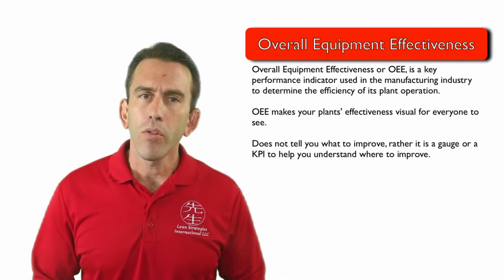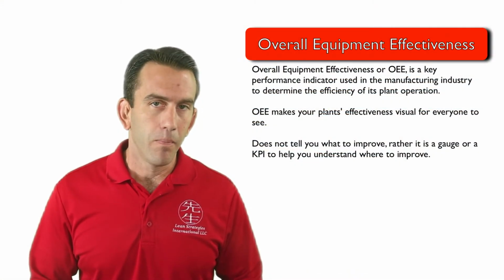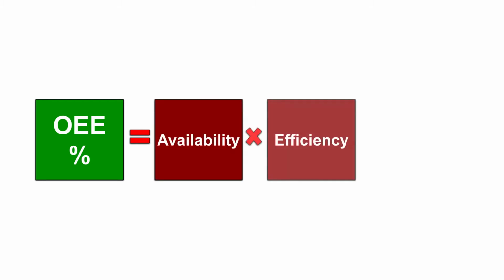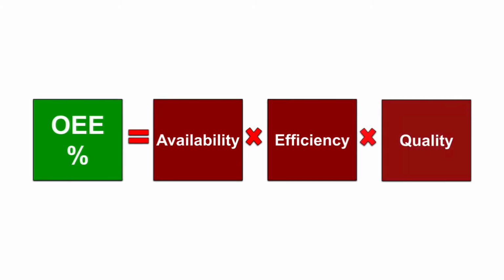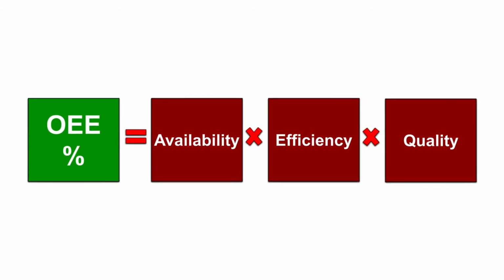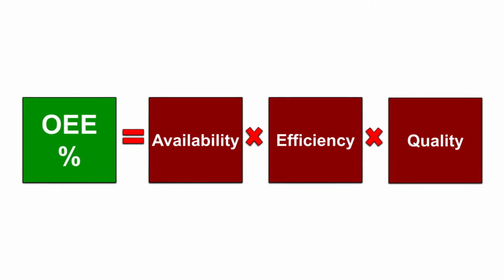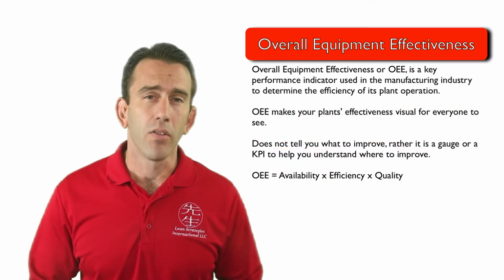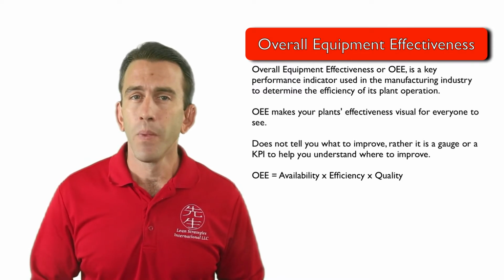So, how is OEE calculated? OEE is calculated by multiplying availability by efficiency and quality. This gives you a percentage that you can use as an improvement gauge. Let's understand each of these three areas of OEE a little better.